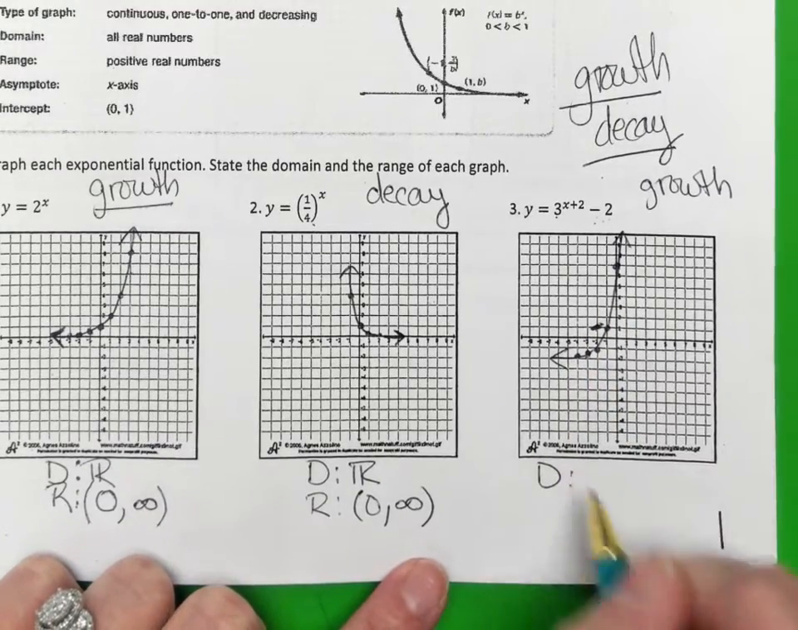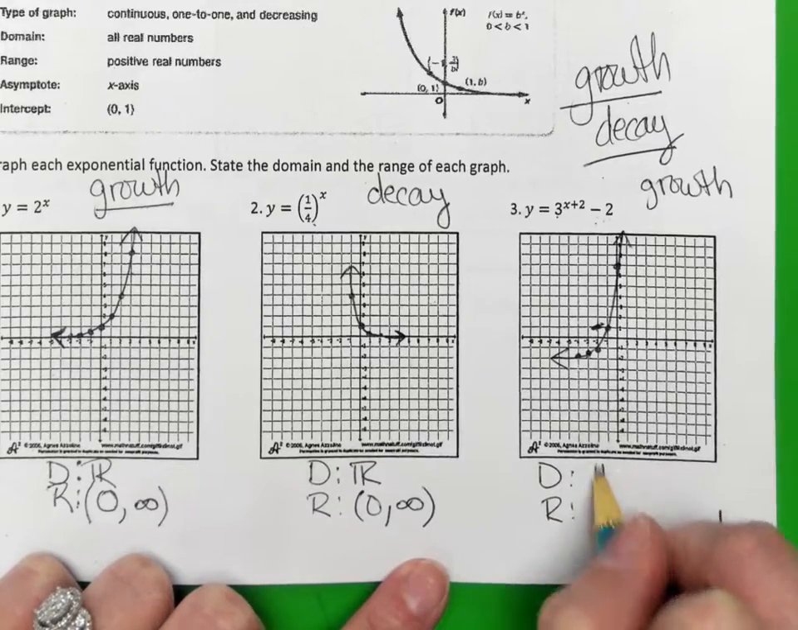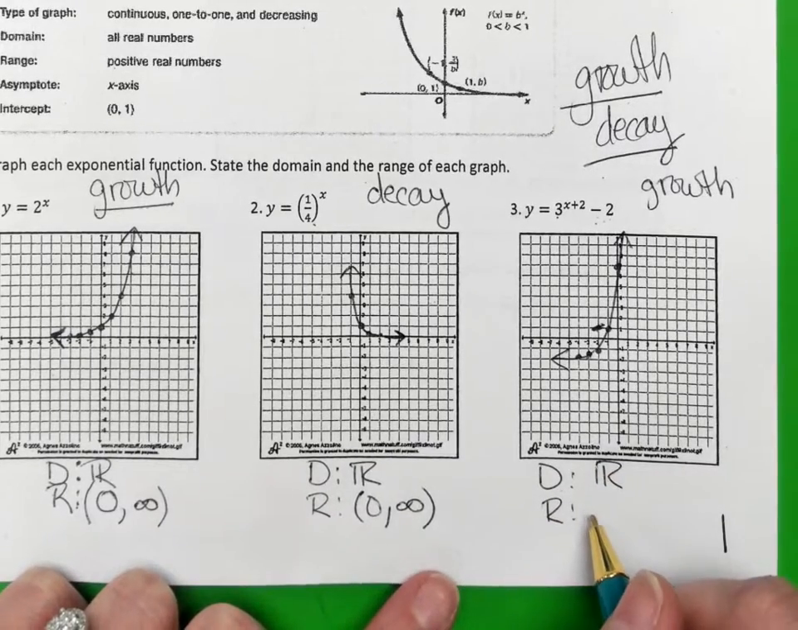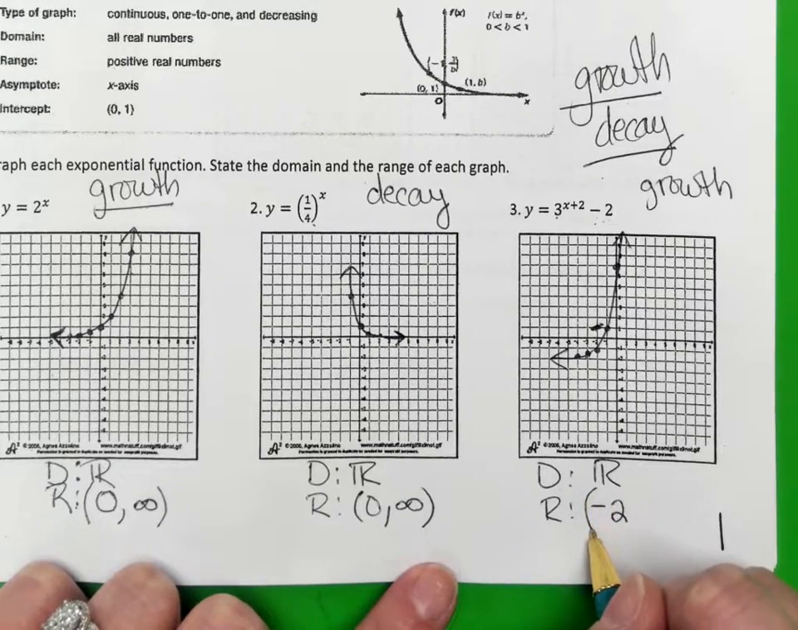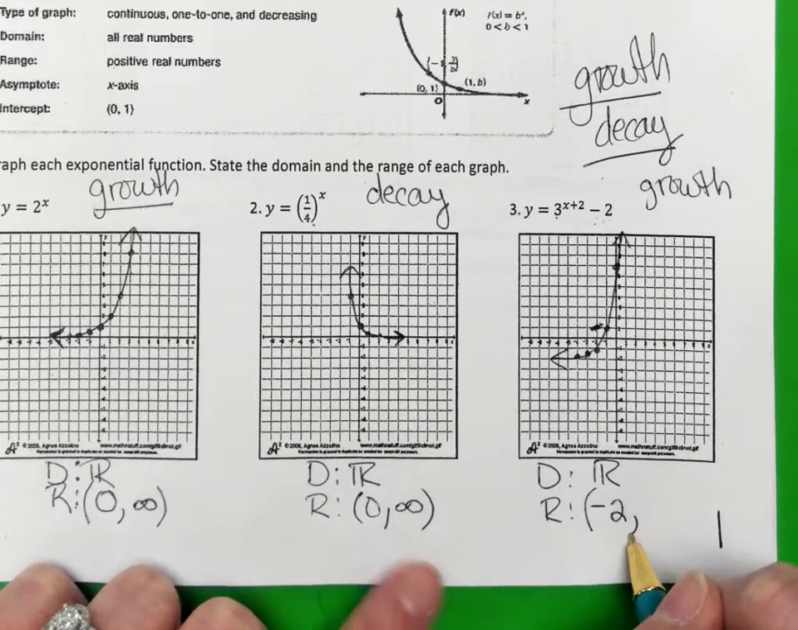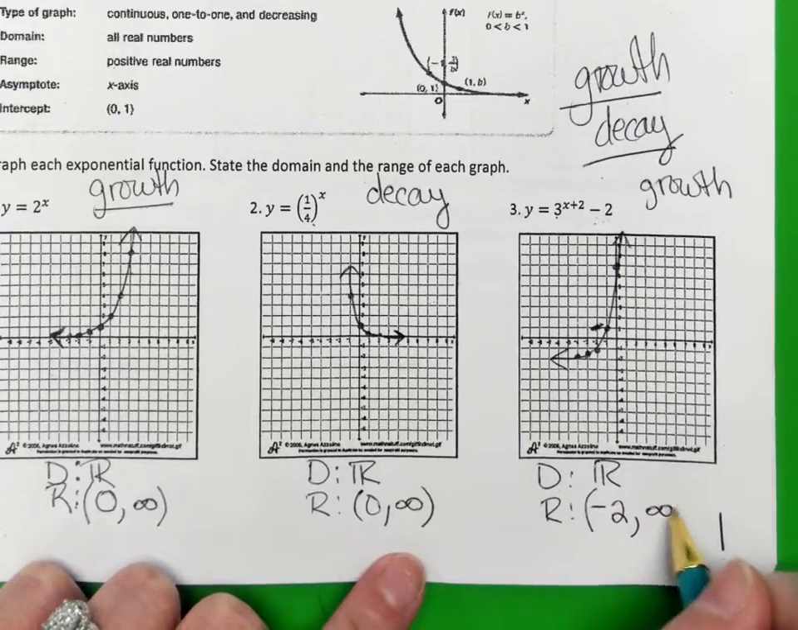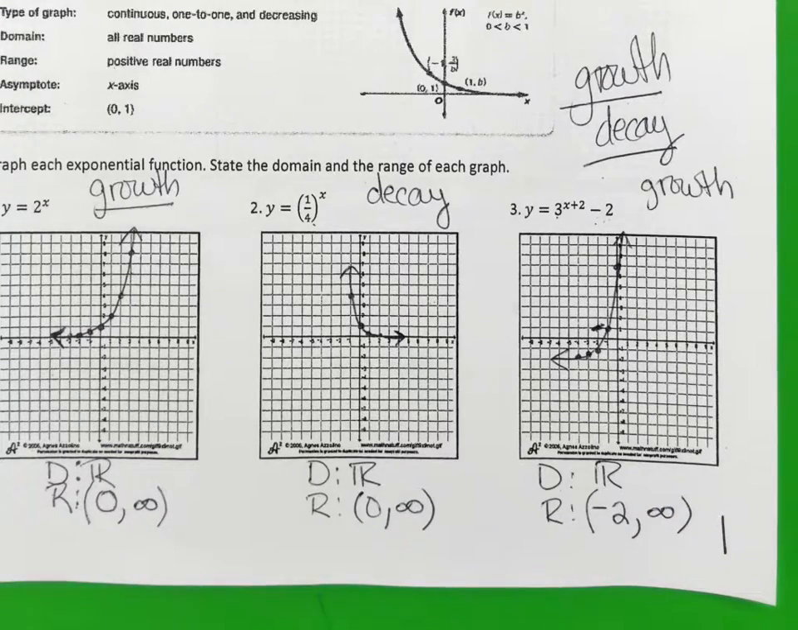All right, what's your domain? All real numbers. And my range, be careful. -2. Parentheses or brackets? Parentheses. It's going to get close and close and close, but it's never, these are always going to be parentheses. And then it goes up to positive infinity. Y'all okay?